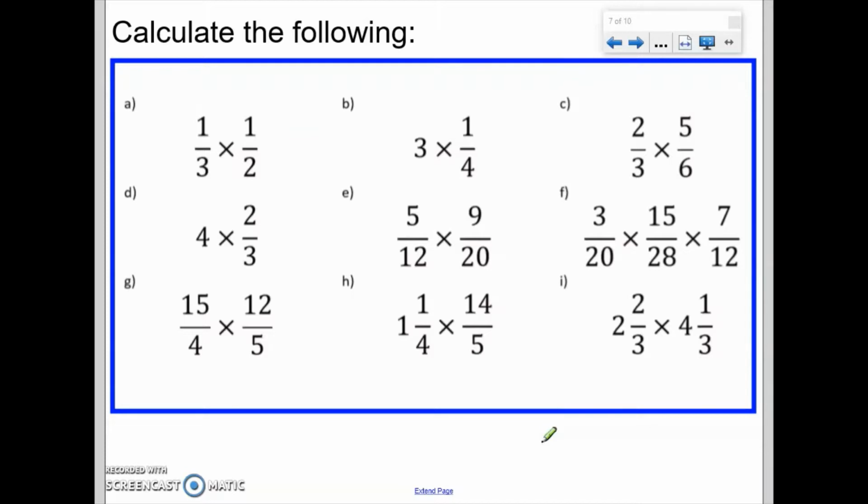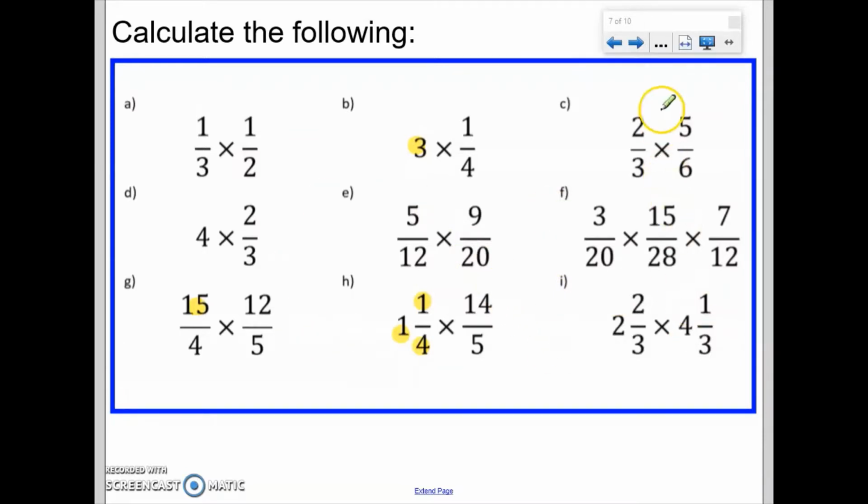Okay, welcome back. Just going to go ahead and show you my solutions. So you can see the range of questions we're dealing with. We have an integer multiplied by a fraction. We have some top-heavy fractions included. We have some mixed numbers included. We have a question here involving 3 fractions. So again, just a range of different approaches, different questions that you may get asked in your tests or exams.